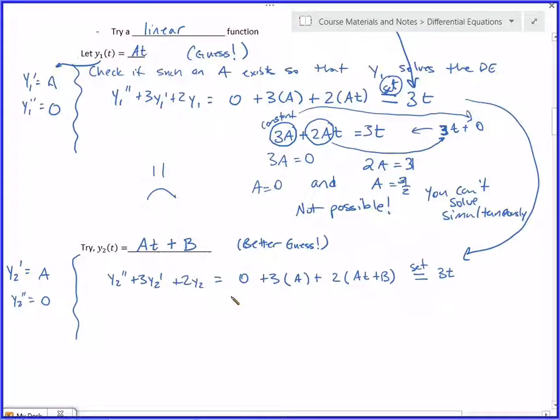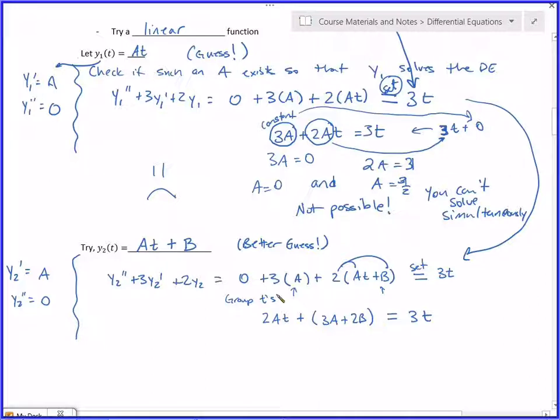So now let's group t's together. In this case, I now have a 2at, and I'm going to put the constant together. So 3a plus 2b has to be equal to 3t. I just distributed the 2, and then I put these 2 terms together as one.